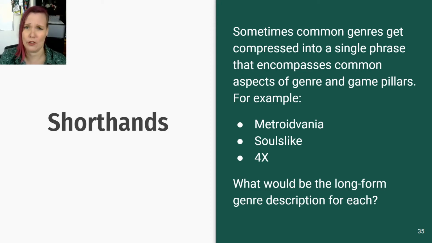So for example, a Metroidvania, if you decompress it, it's a third person, usually 2D, usually single player puzzle platforming experience. Its pillars, so pillars are something we're going to talk about next week, but its game pillars might be a contiguous map, a focus on exploration, combat, and movement. So the name comes from a combination of the Metroid and Castlevania series, which were the two series that define the genre. And that's often the case with these shorthands, is they're going to be named for whatever game came out first.